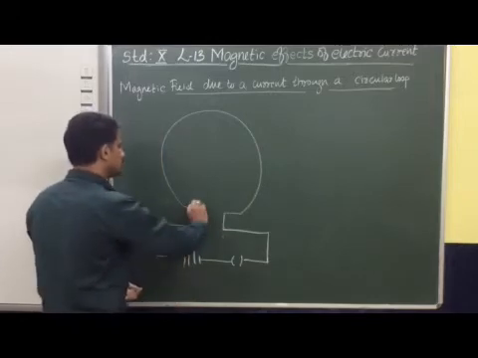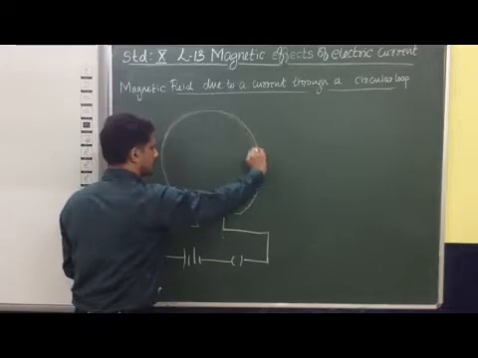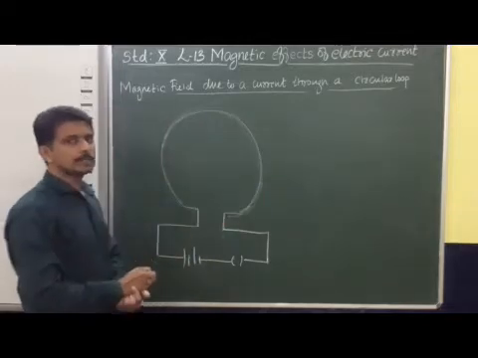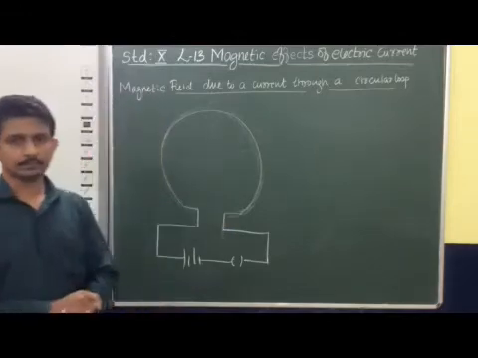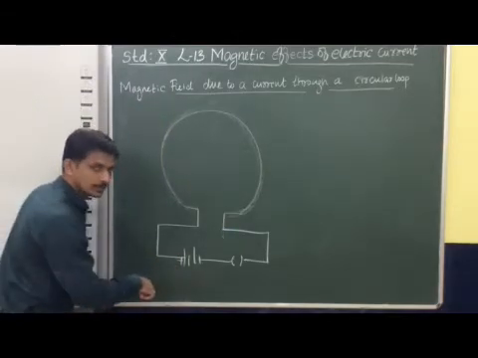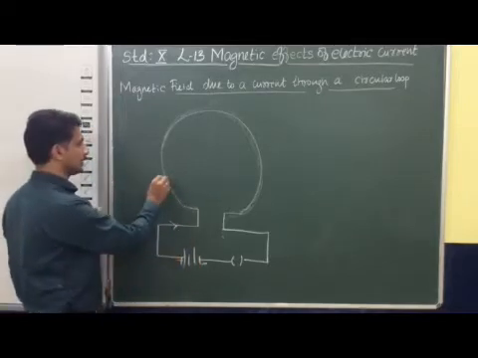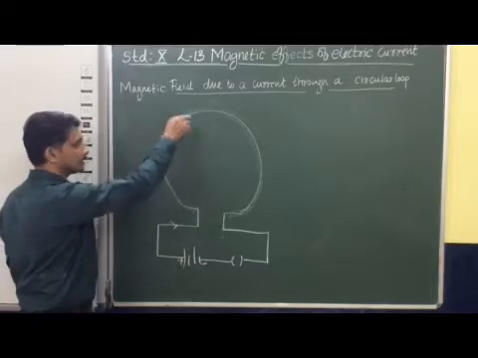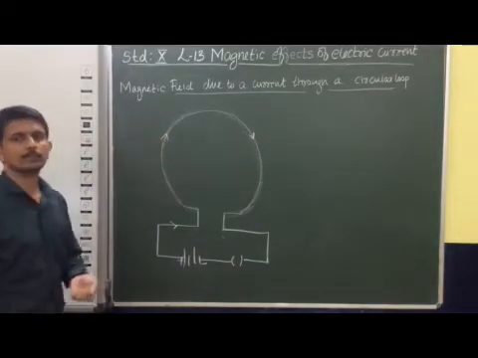A circular loop means a coil with a large number of turns. Let n be the number of turns in this coil. We are considering a situation where this is the positive terminal and this is the negative terminal. So current is flowing along this direction. This is the direction of current flow in this circular loop.